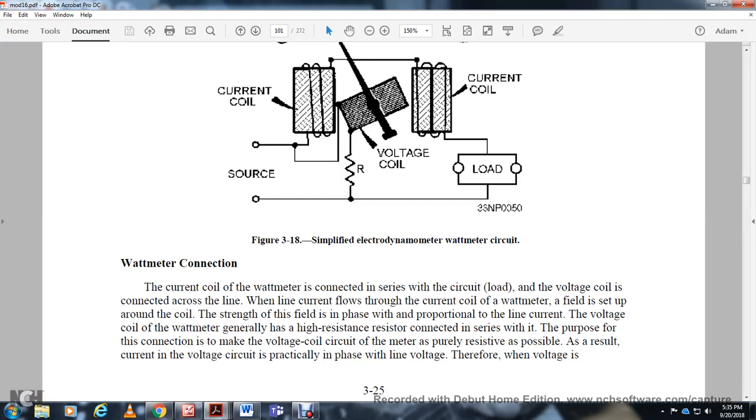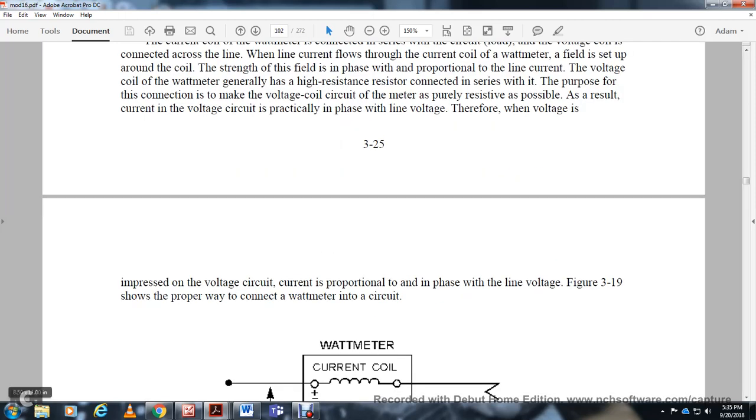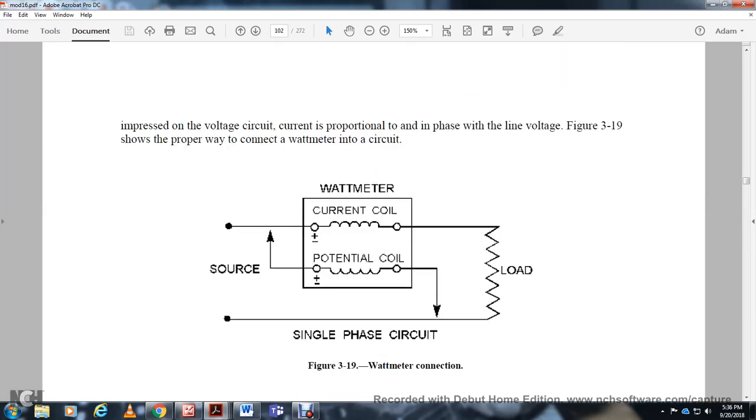The meter is made as resistive as possible, as a result of which the current in the voltage circuit is proportional to the line voltage. Figure 319 shows the proper way to connect the wattmeter to the circuit.